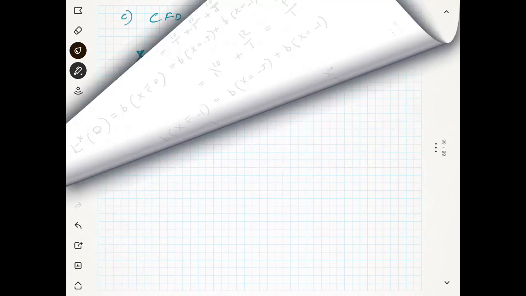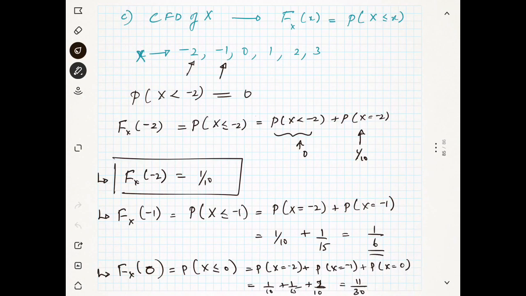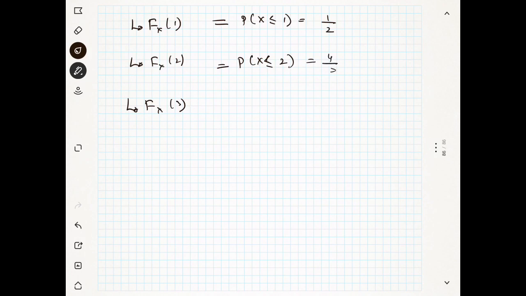Similarly, you can find Fx of 1 and you can find Fx of 2, and then Fx of 3. For 1, you add all the probabilities till 1 and you will get 1 by 2. For the probability that X is less than or equal to 2, you will get 4 by 5. And Fx of 3 is the probability that X is less than or equal to 3.